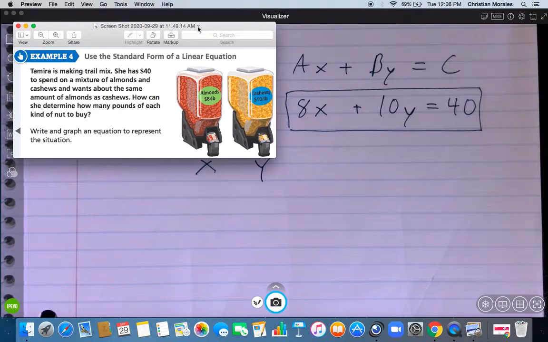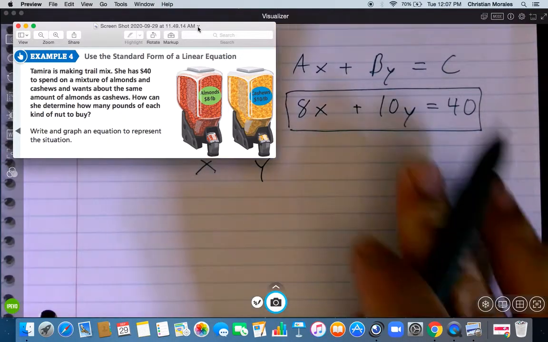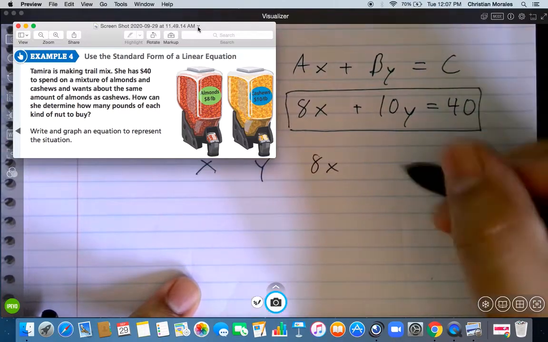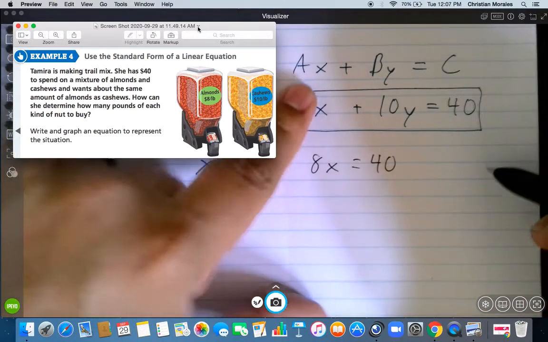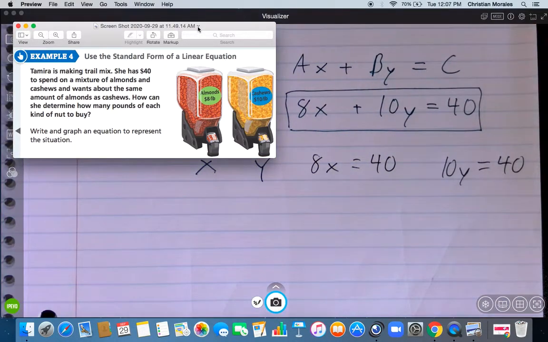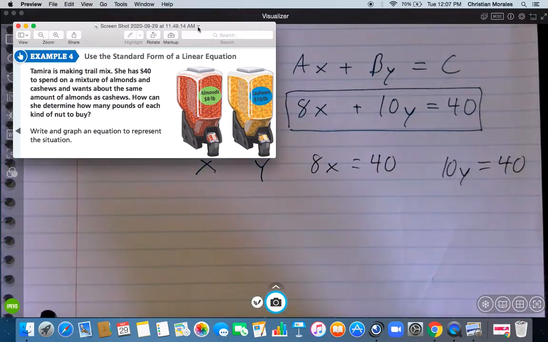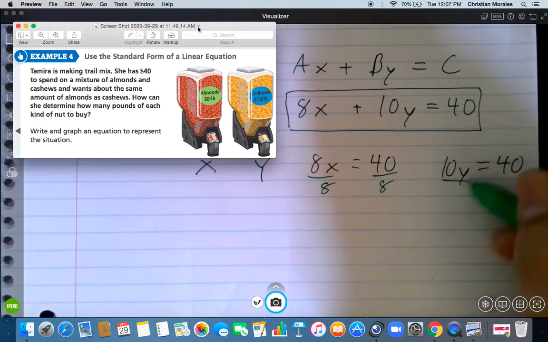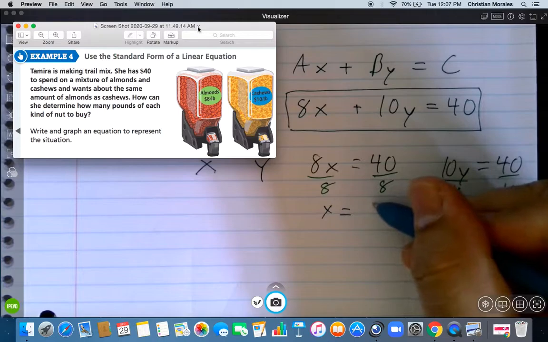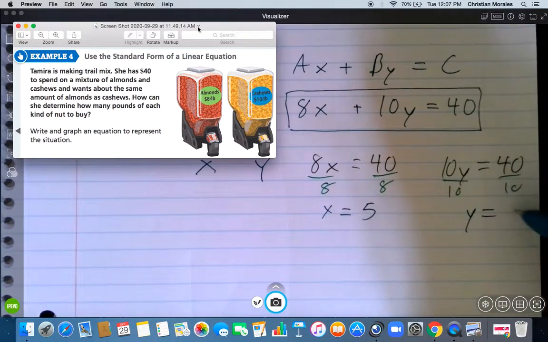Now, how can she determine how many pounds of each kind of nut to buy? So, to do this, what we're going to do is turn it into a linear equation. All right? Or you know what? No, let's go with what we've been doing. Let's keep using intercepts. So, I'm going to solve for each one separately. I'm going to ignore Y and solve for 40. And then I'll ignore X and solve for Y and solve for 40. So I'm going to get my intercepts, okay? Divide both sides. Here, X is 5. Here, Y is 4.